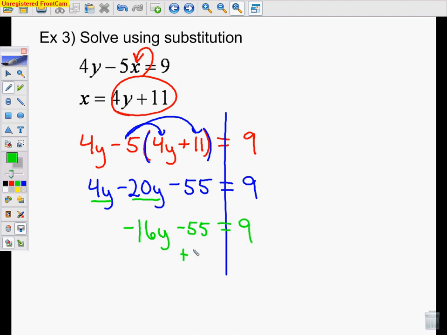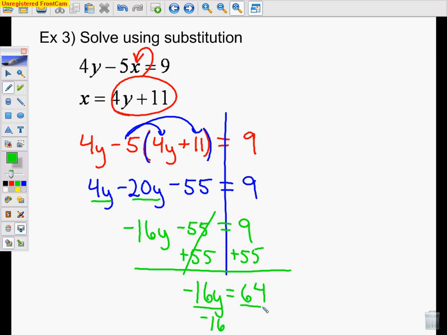We'll add 55 to both sides here. So here, the negative 55 and positive 55 cancel out, leaving you with negative 16y equals 64. Now that you know negative 16y equals 64, divide by negative 16 on both sides, and you get y equals negative 4.